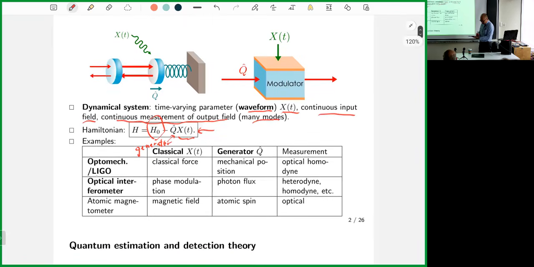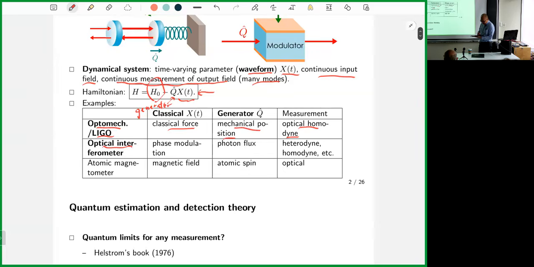For example, if you look at LIGO or optomechanics, x of t is just a classical force, again, a waveform. This generator is the mechanical position of some mirror that you hang in your observatory or in optomechanics. The measurement could be optical homodyne or photon counting, but continuously. In the simpler case, we will also consider optical interferometers, so that you don't need to worry so much about the mechanical degrees of freedom.